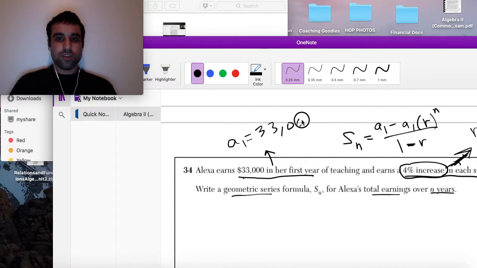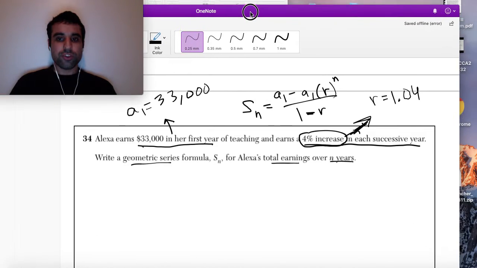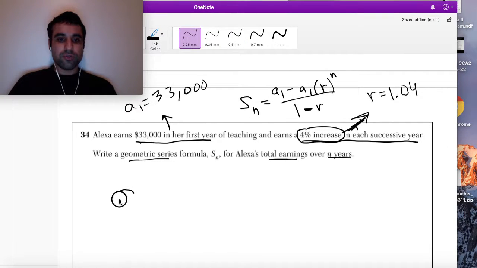So none of this had to be written down. I was just doing it for instructional purposes. Writing the formula is very simple. All we're being asked to do is write a geometric series formula, S of n, for her total earnings over the first n years teaching.